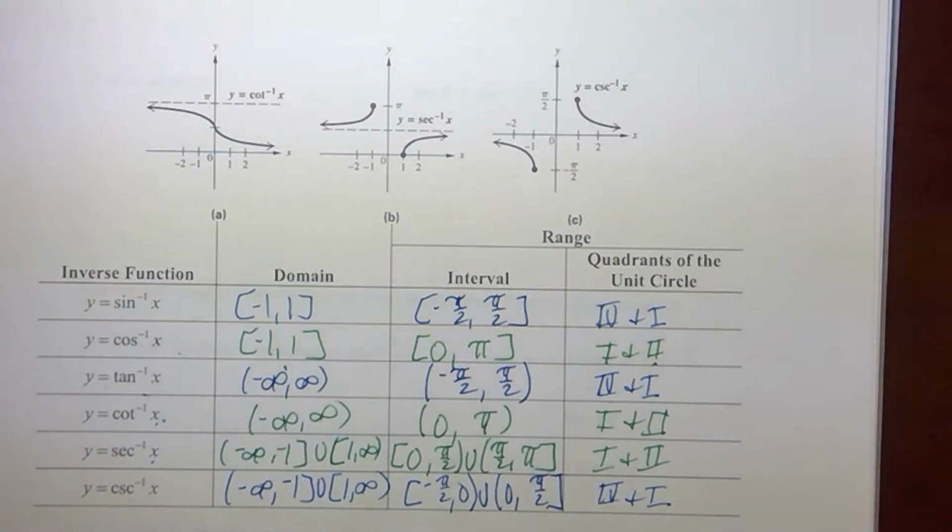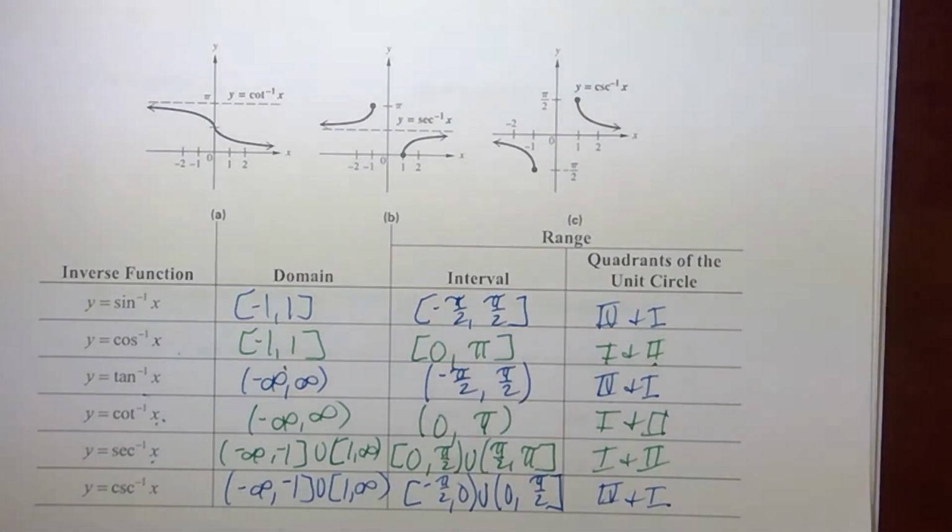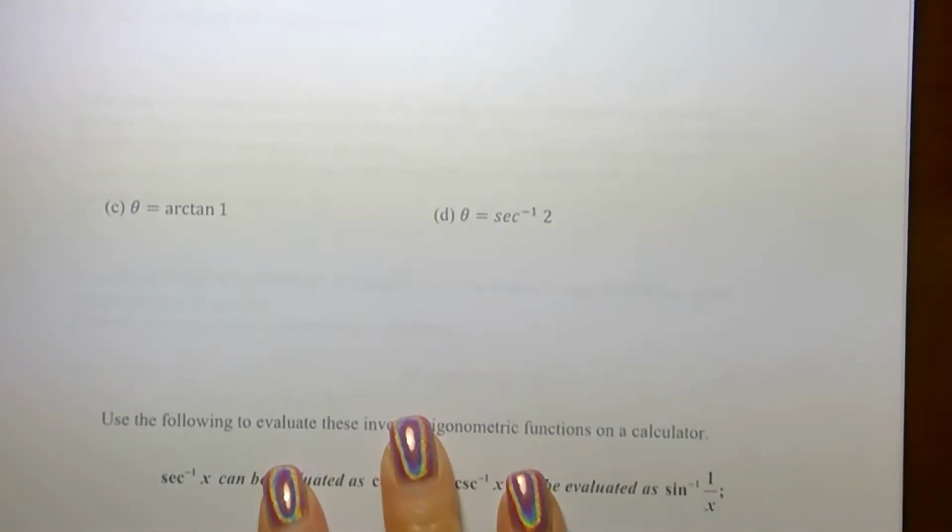All right, let's move on. Kind of keep this handy. This may help. Or it might help to kind of sketch a graph, whatever you need to do to remember what is restricted where for these inverse function values.